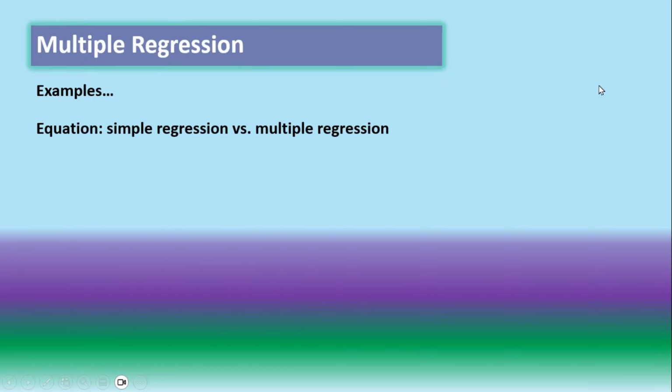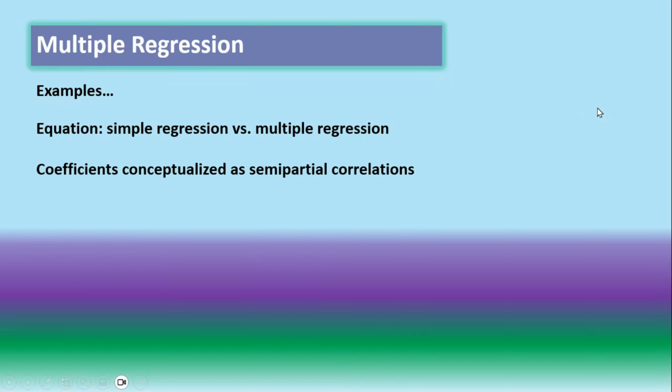Let's move on now to multiple regression. We'll give you a couple of examples there, talk about the simple versus multiple regression equation, and then talk about the important point of how you interpret the multiple regression coefficients. The best way to do that is with what's called semi-partial correlations. And we'll end up with talking about the assumptions and then an additional issue with multiple regression that you don't have with simple regression.